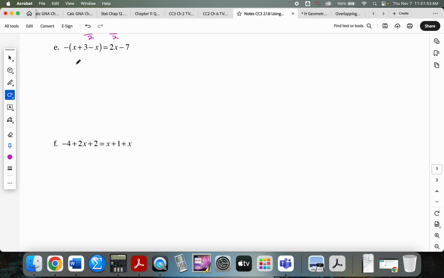All right, for E, let's simplify this. I want the opposite of all of that. So I'm going to actually simplify it first, because what is the x minus x going to be? Nothing. Yeah, it's just 0. So this is just negative 3.